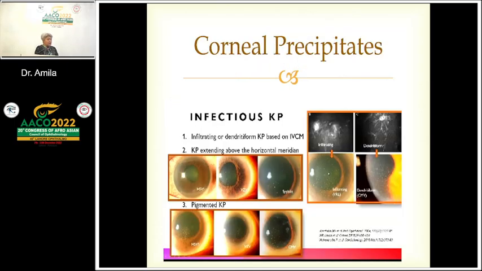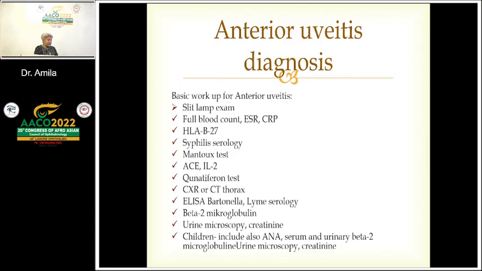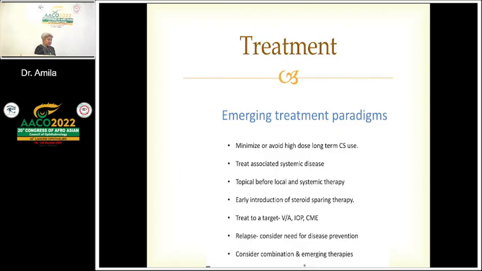Corneal precipitates, you know how it works, and we start with slit lamp exam, full blood count, HLA-B27, syphilis serology, Mantoux test, QuantiFERON test, ELISA, Bartonella, etc. And for children we also have to include ANA, urinary beta-2 microglobulin, urine microscopy, creatinine, etc.